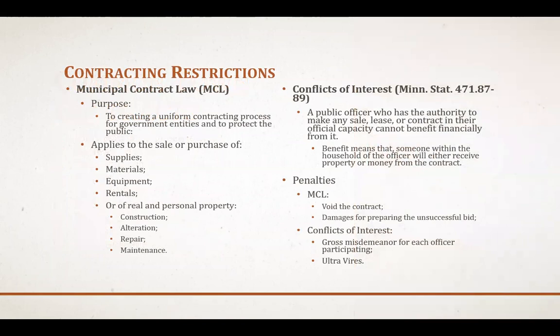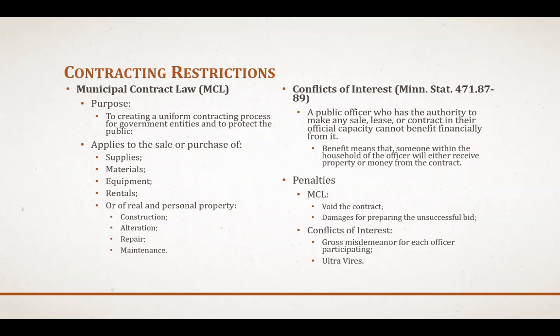Contracting restrictions. Generally, there are two big categories of restrictions for townships. The first is the municipal contract law. The municipal contract law really comes down to three contracting levels: $0 to $25,000, $25,000 to $175,000, and $175,000 plus, that have either a direct negotiation or quote requirement, or the sealed bidding process requirement.